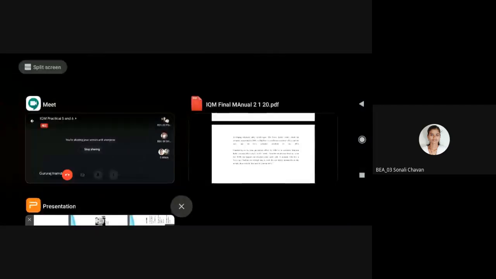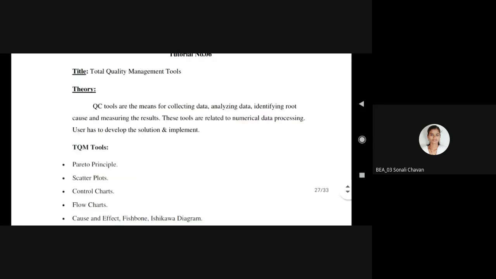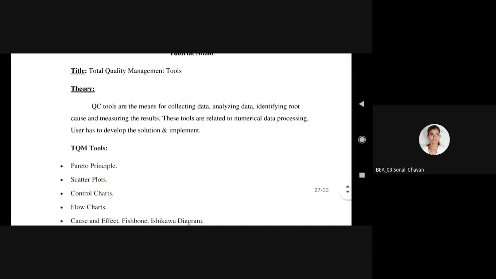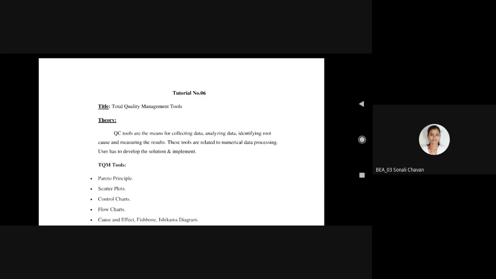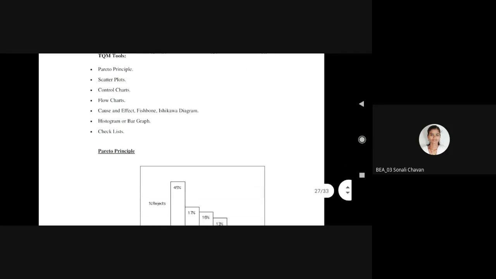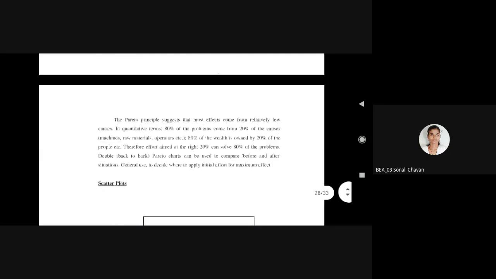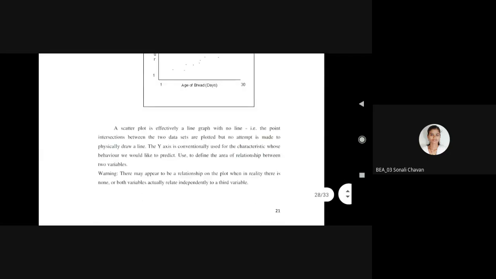So the last practical is on quality control tools, the total quality management tools. Already we have discussed those tools. I have given details of quality control tools in this manual also. We already discussed them very well in chapter number 6, TQM. I will show that again.